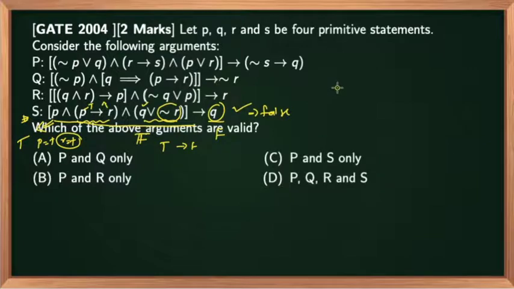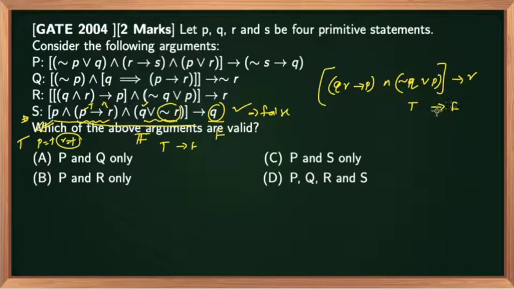Okay, so we have (Q and R) implies P, and (not Q or P) implies R. So I want to have a truth assignment such that I have true implies false. If I can have that, then that means R is not a tautology, right? So let's take R equal to false, because I need true implies false, so R should be false.